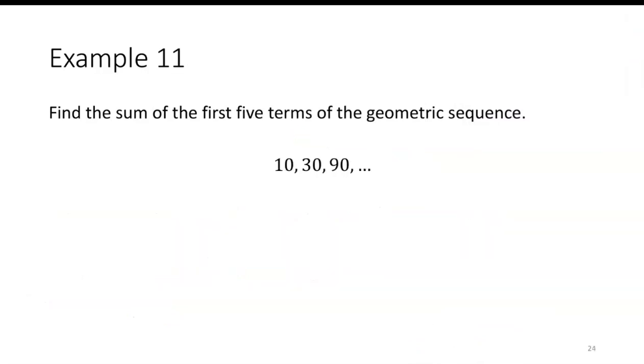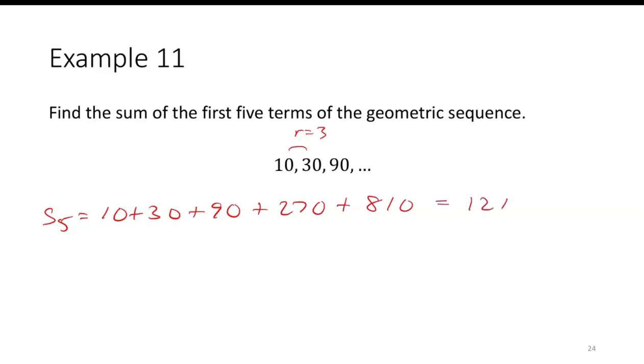All right, let's try another one here. Find the sum of the first 5 terms. So again, we can do this directly by 10 plus 30 plus 90. It looks like from 1 to the next that my r is going to be 3. So the next term would be 270. And if I multiply by 3 again, my next term would be 810. And that adds up to 1,210.